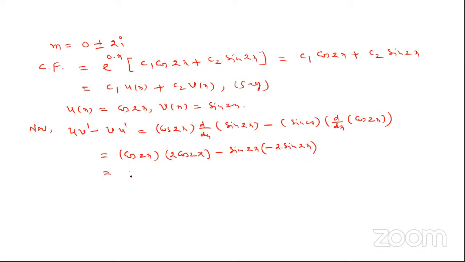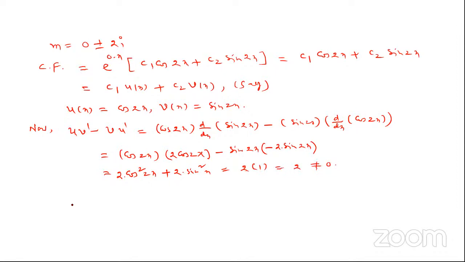So upon simplification, we get cos 2x into cos 2x, which is cos square 2x. Here minus into minus is plus. So it is pre-multiplied with 2 into cos square 2x, plus 2 into sin square 2x. So this is in the form of 2 into sin square theta plus cos square theta, that is 1. 2 into 1 equals 2, clearly non-zero.